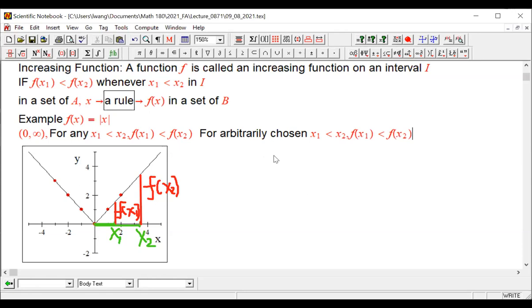That's the key. If you change any to some, then that's not true. That will not work. It has to work for all of them in that same situation. So this is the different wording you can use.